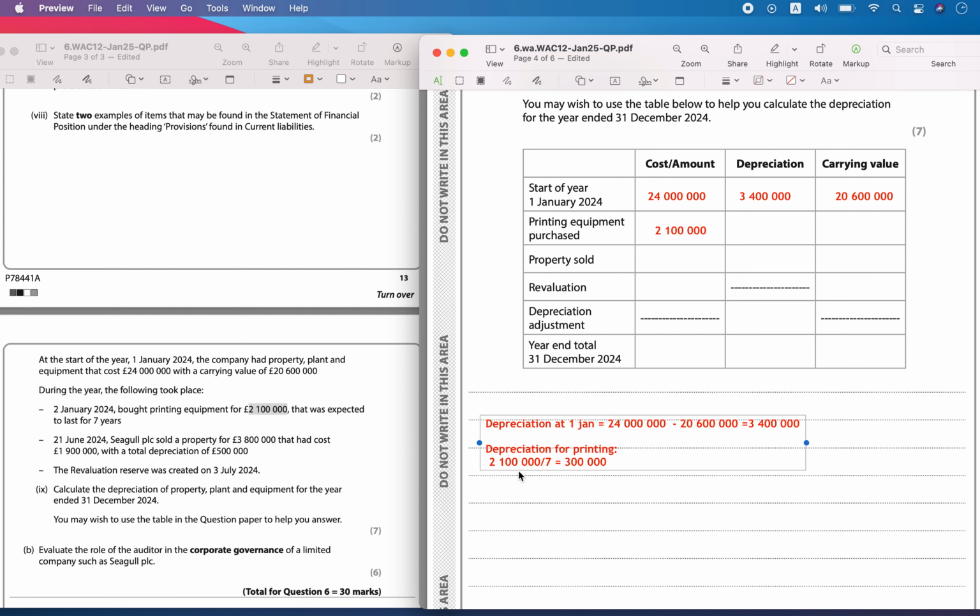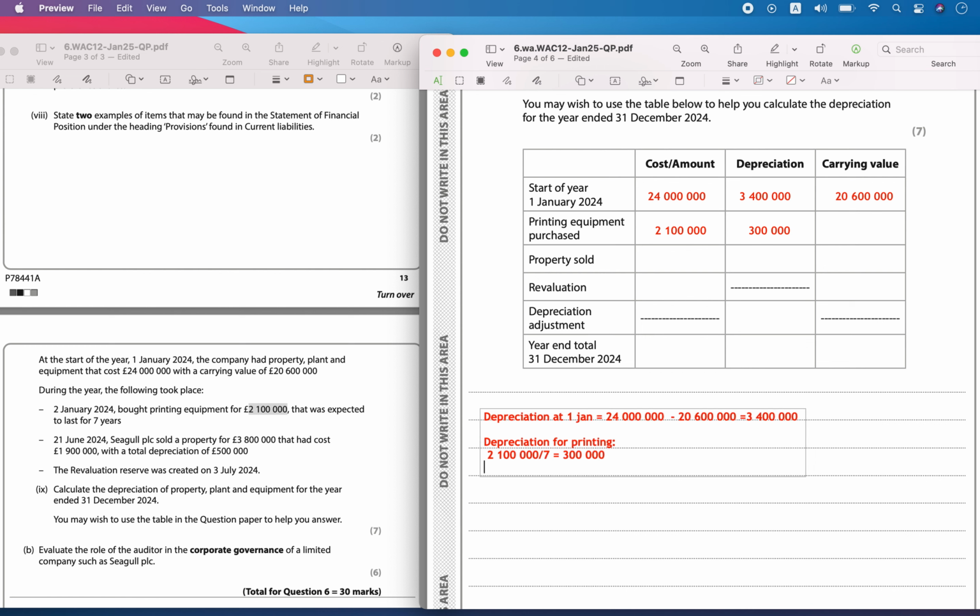Now we had calculated the depreciation for the printing equipment, that is equal to 300,000. So let's write it here. And then the carrying value you have to find: 2.1 million minus 300,000, that is equal to 1.8 million. So that is the carrying value of this printing equipment that was purchased.